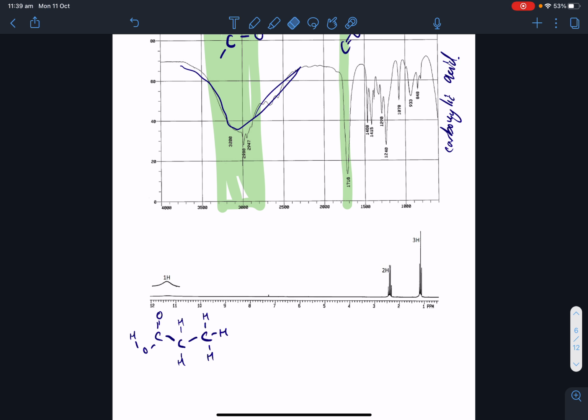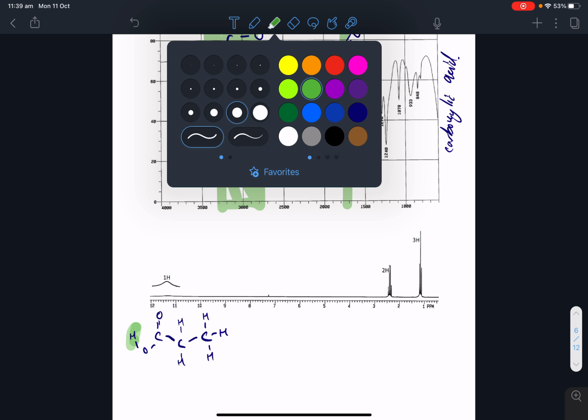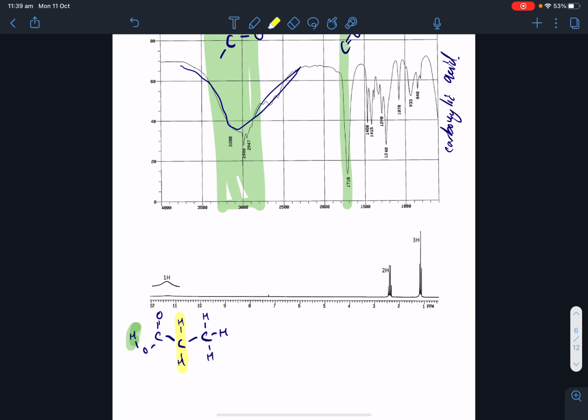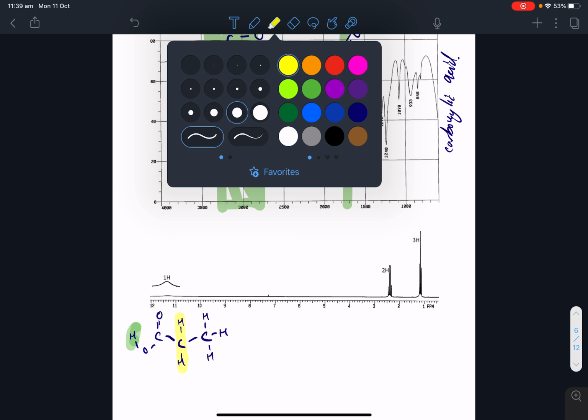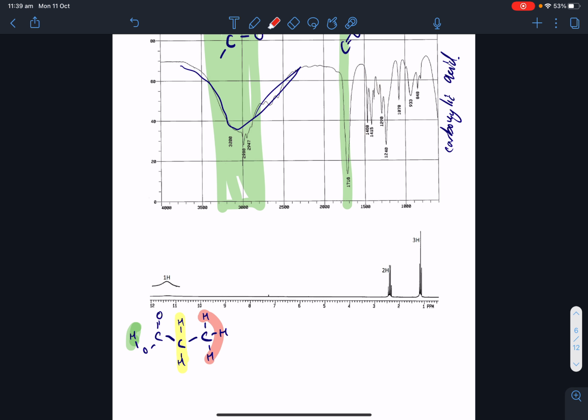How many hydrogen environments do we have? 1. And then these 2. And then the methyl groups at the end. So we should have 3 peaks. Have we got 3 peaks? Yep. The green one should be furthest downfield and has no neighbours. There we go. So it's a singlet. It's a very mild singlet too. They've had to expand it out.